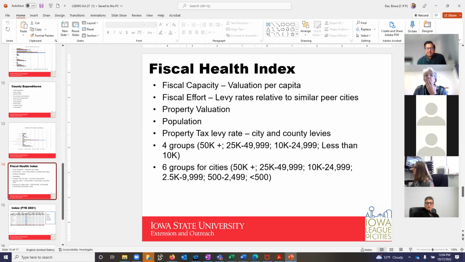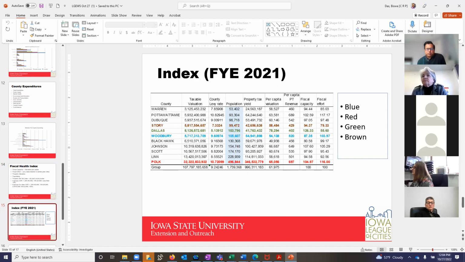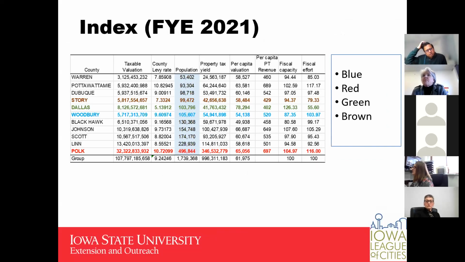For creating this index, the 940 cities were broken into 6 subgroups, and the counties were broken into 4 subgroups, using the same criteria as in the previous slide. What I'm going to share is a sample of what the index looks like. What you're seeing here is the group of counties that have population over 50,000. I've colored them in blue, red, green, and brown. I want you to look at the last 2 columns, fiscal capacity and fiscal effort.